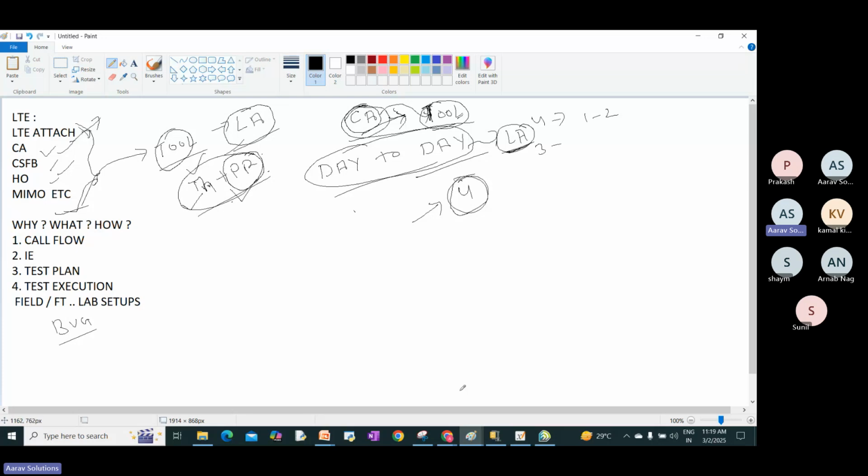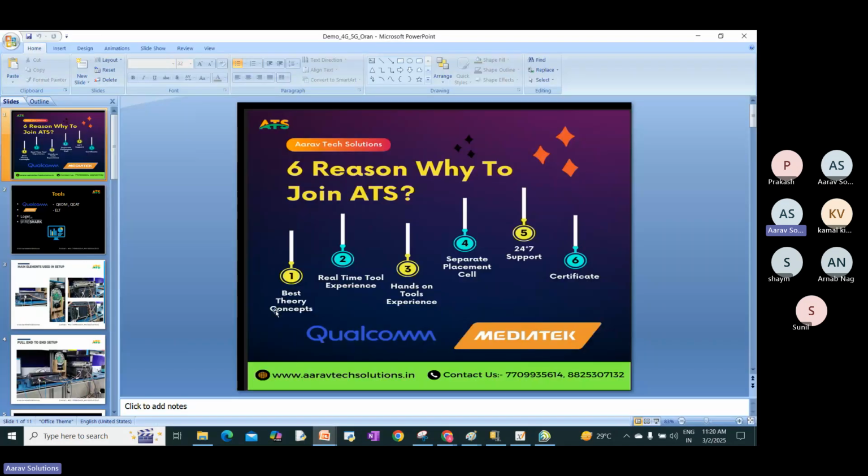So this is something we will try to cover, we will try to explain and give you complete exposure in these two things: theory part and tool experience. Every topic, on a day-to-day basis, we will try to explain with the tool only.